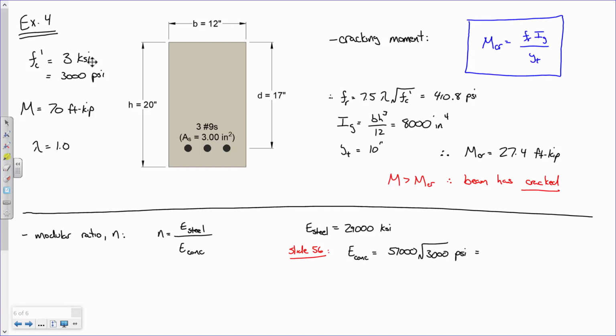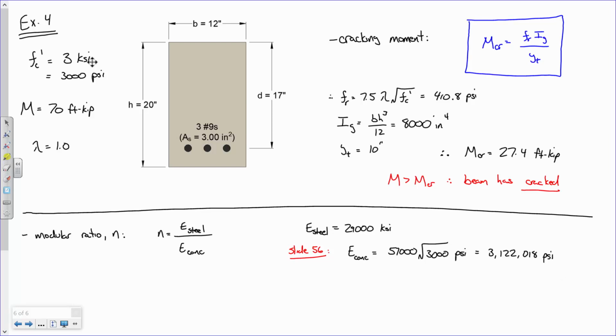All right. 57,000 times. Now, let's be clear. You put in PSI, you get out PSI. This is going to be a big number, so don't let it scare you. In fact, let me write this out. What does it come out to be? And 0.18, what are the units? PSI.